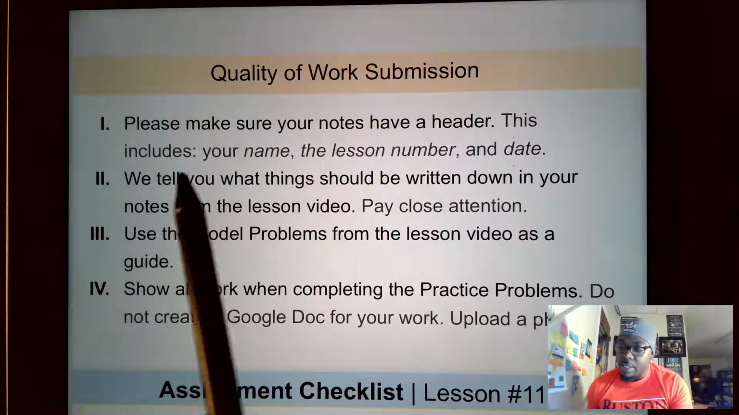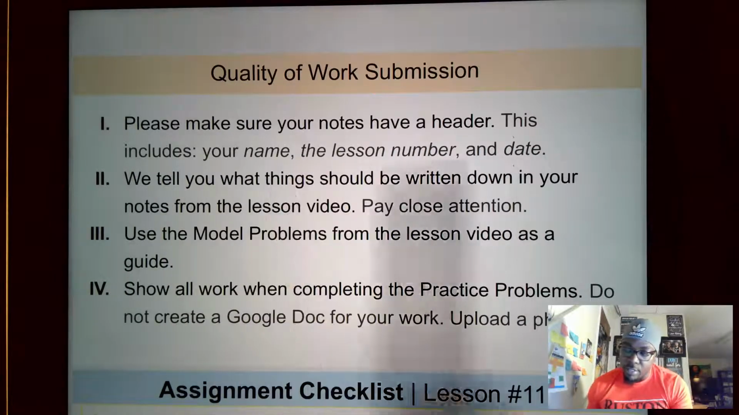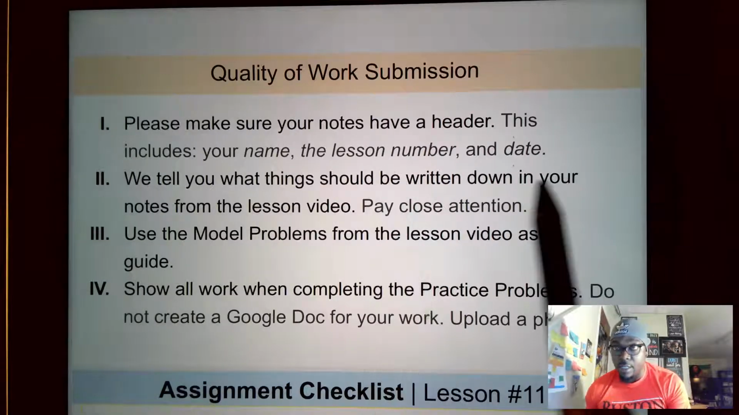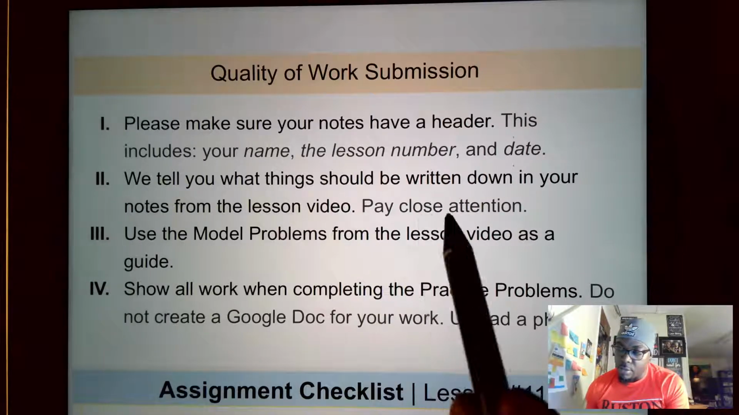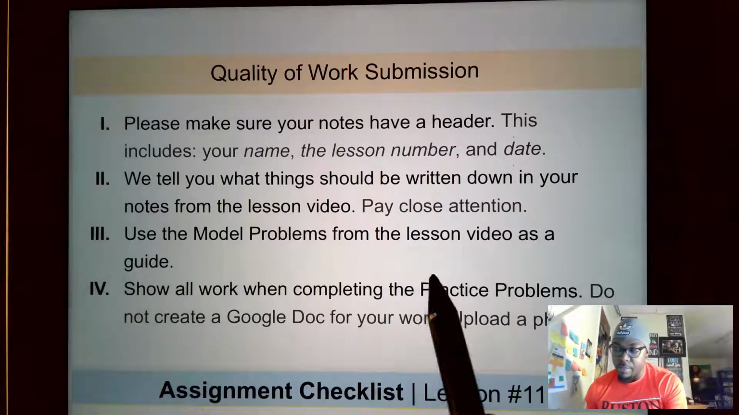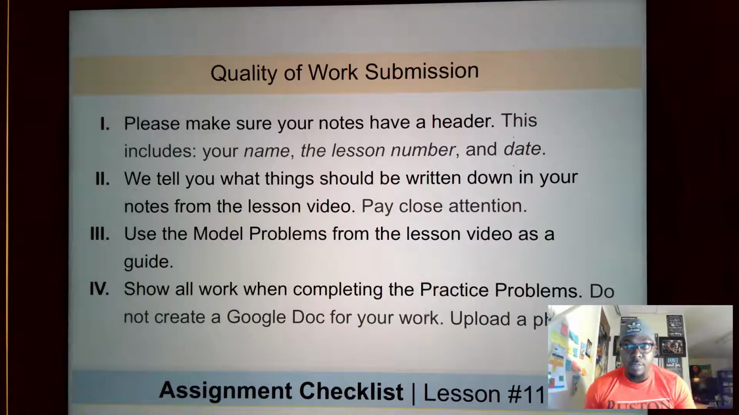Please, as you can see here, it says make sure your notes have a header that includes your name, the lesson, and the date. That's something that we want to see going forward. We've stressed it, but I want to put it there. Also, your notes should be handwritten. Pay close attention to the videos, whatever is asked of you. As you know, we always put a little pencil mark to show what you need to do.